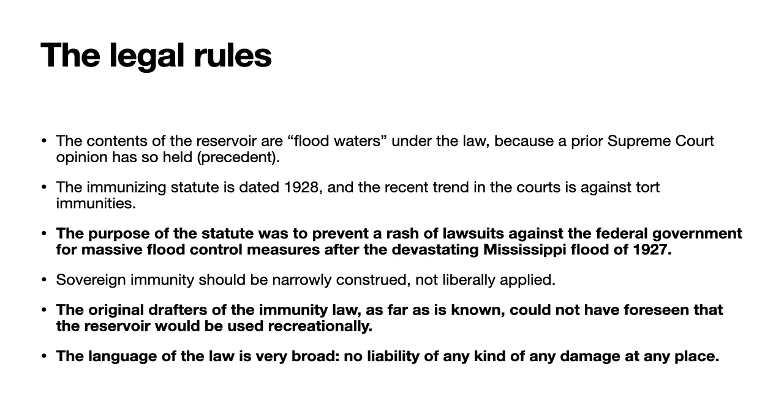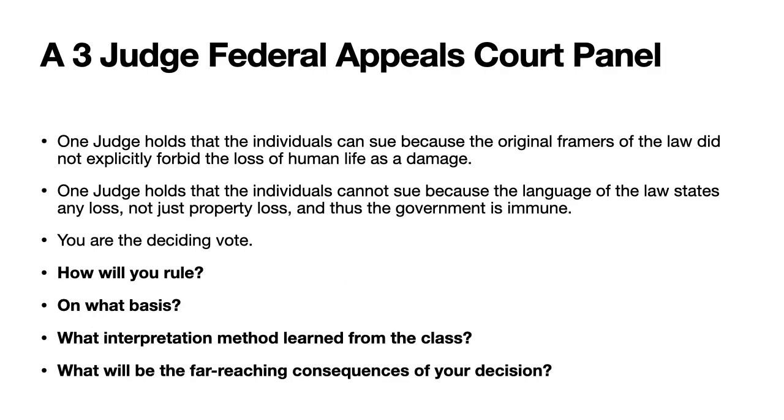Why does it say no liability of any kind at any place of any damage? So here we are, we're at a court of appeals, right? They've appealed the district court, and now you're one of the three judges, right? So one judge holds that individuals can sue because the original framers of the law did not explicitly forbid the loss of human life as a damage.